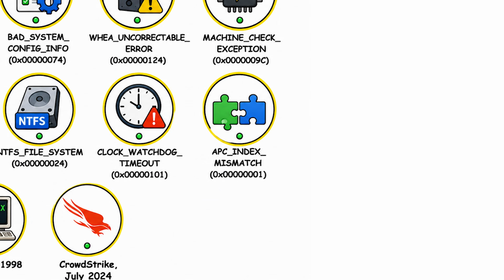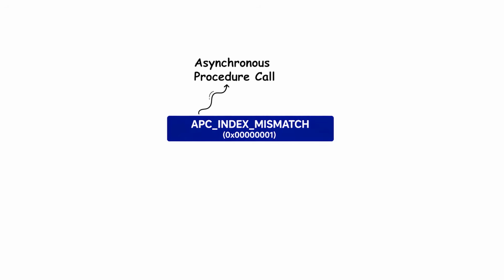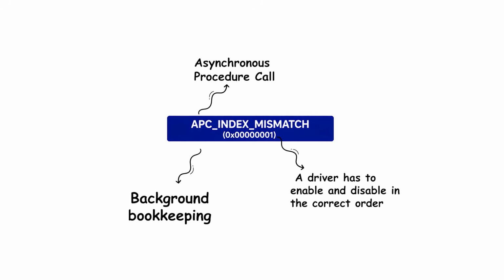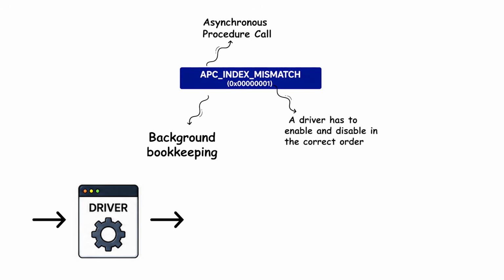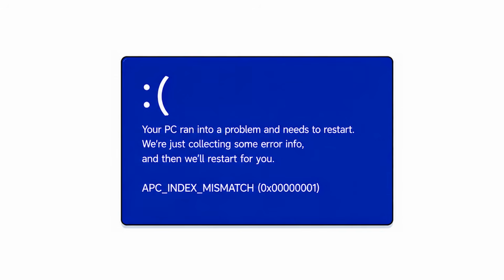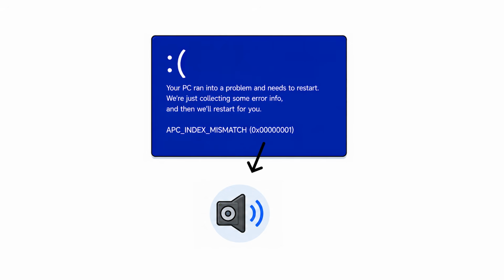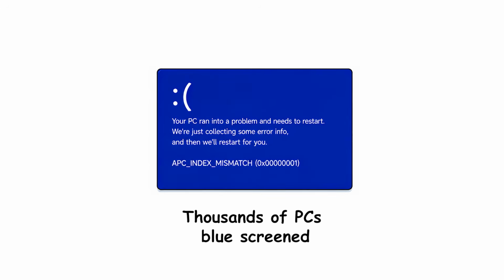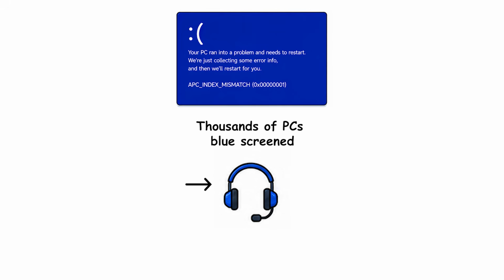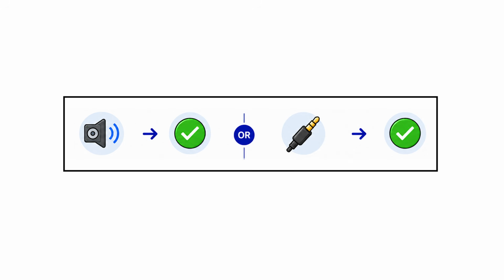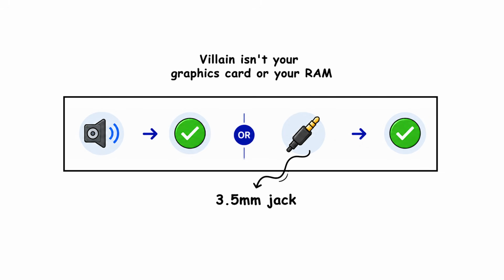APC index mismatch. APC stands for asynchronous procedure call. Background bookkeeping. A driver has to enable and disable in the correct order. This error means a driver messed up that sequence. And this is where it gets genuinely funny. This specific code became infamous for being triggered by outdated Realtek audio drivers. Thousands of PCs blue-screened, and the actual cause traced back to people's headsets and webcam microphones. The tell: check your audio driver before anything else. Sometimes the villain isn't your graphics card or your RAM, it's whatever's plugged into your 3.5mm jack.